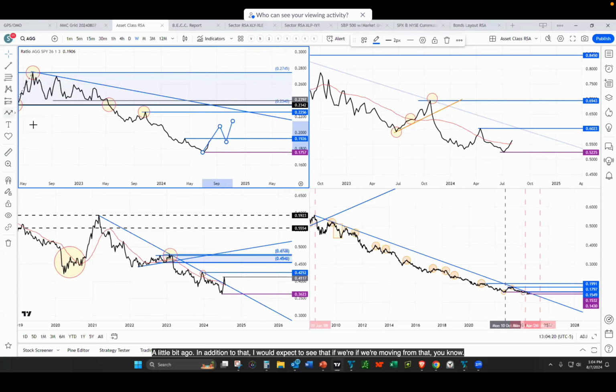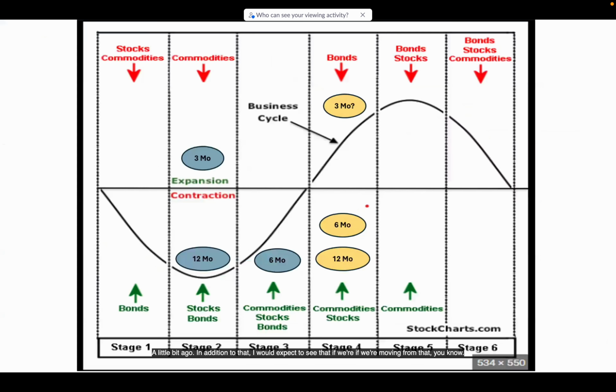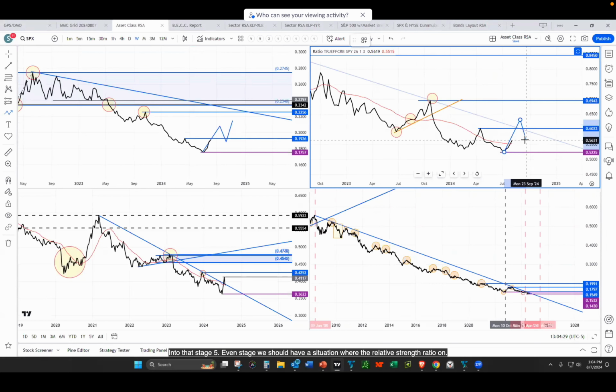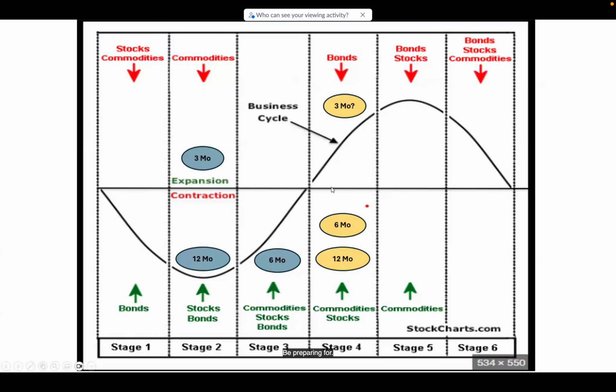In addition to that, I would expect to see that if we're moving into that stage 5, even stage 6, we should have a situation where the relative strength ratio on commodities has improved versus the S&P 500. None of those things has happened yet. So I can't say that we're in a bear market, but I would certainly be preparing for that event. You should always be prepared for that event, but we'll take a look at the individual asset classes here in just a moment.